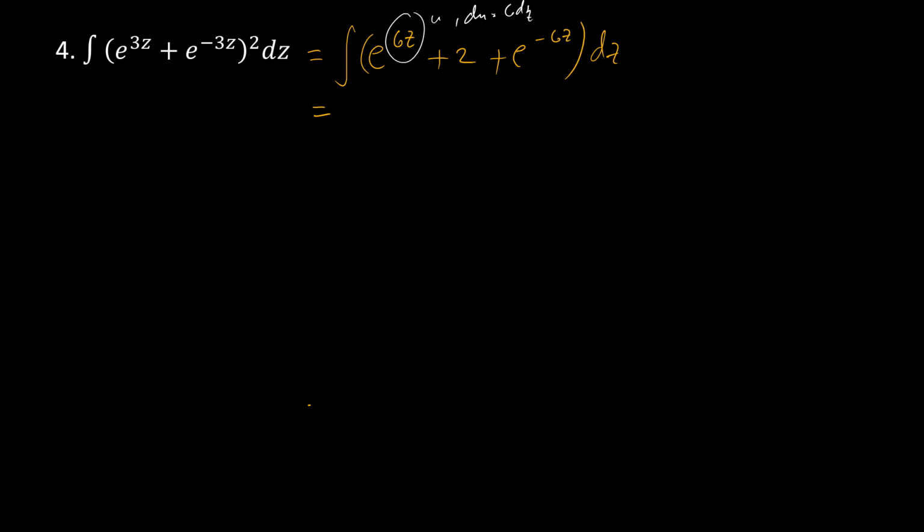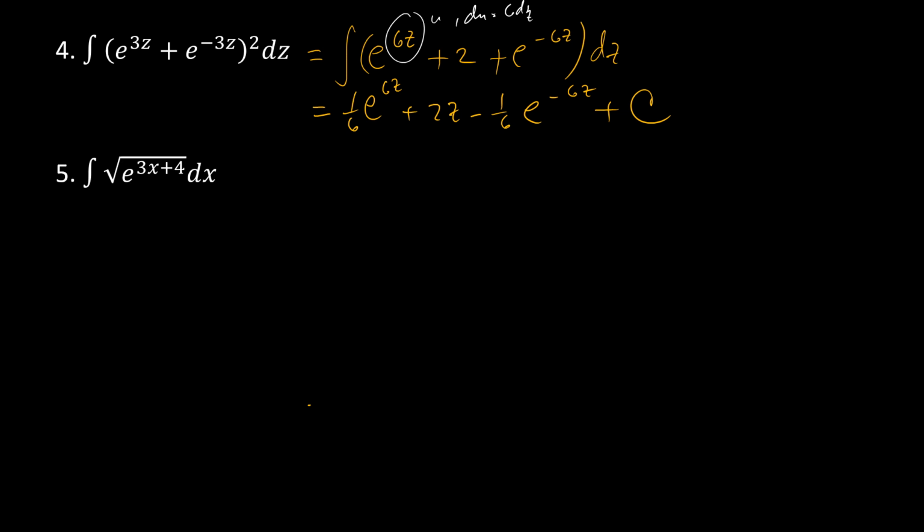So what we have is e raised to 6z times 1 over 6. Then 2dz is 2z, and e raised to negative 6z, your u is negative 6z and its differential is negative 6dz. So that will be negative 1 over 6 e to the negative 6z plus c.